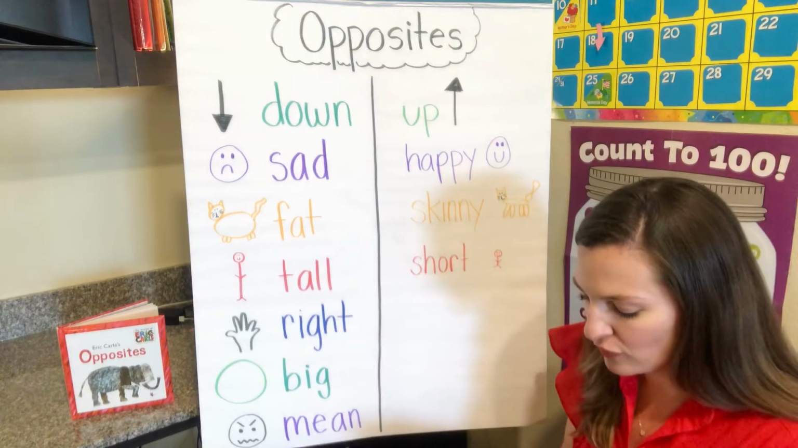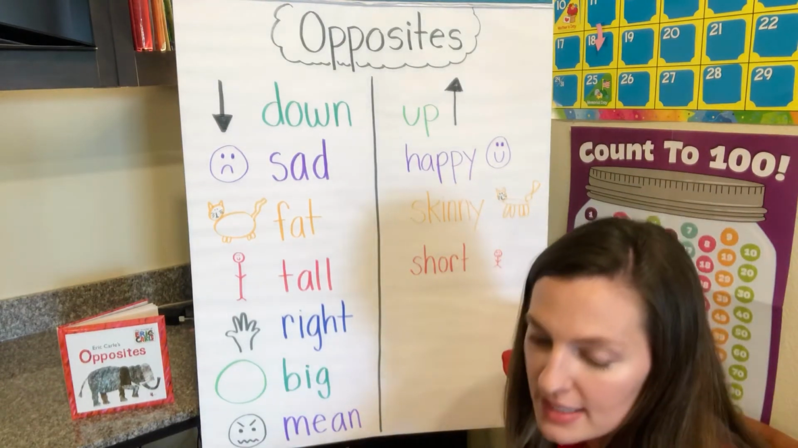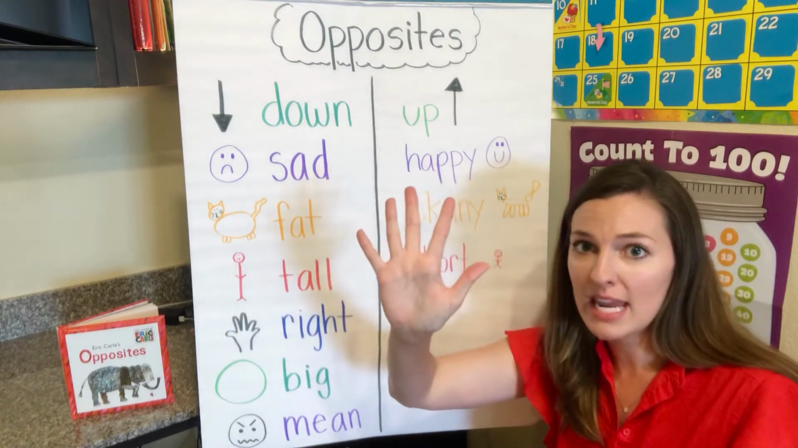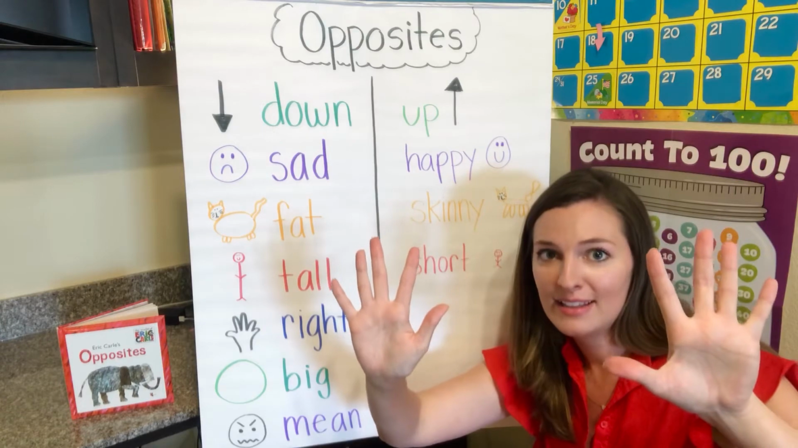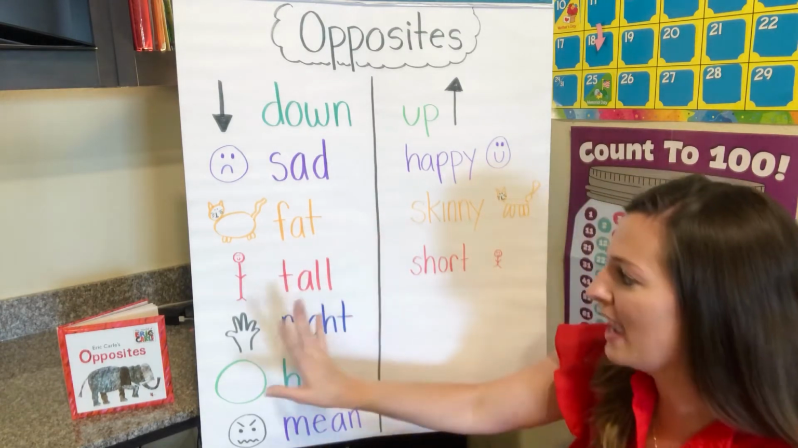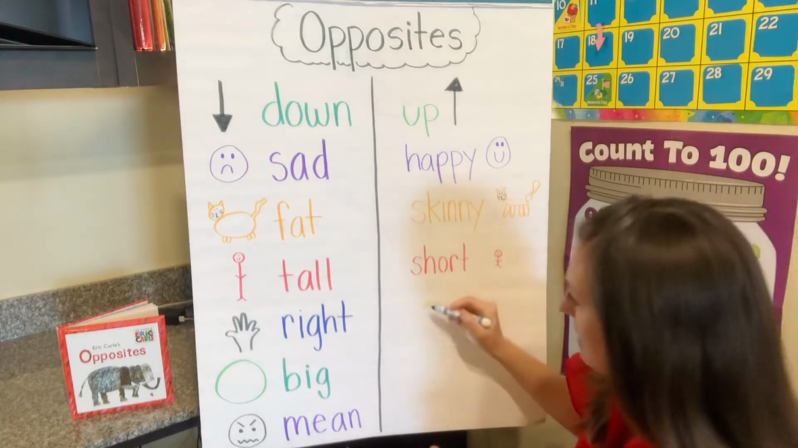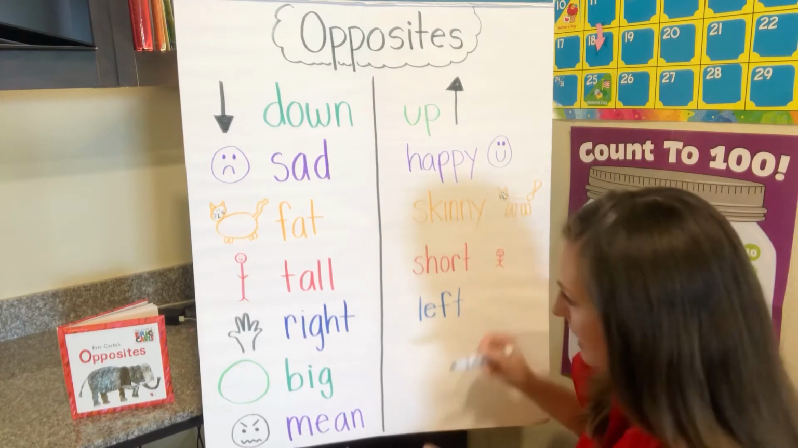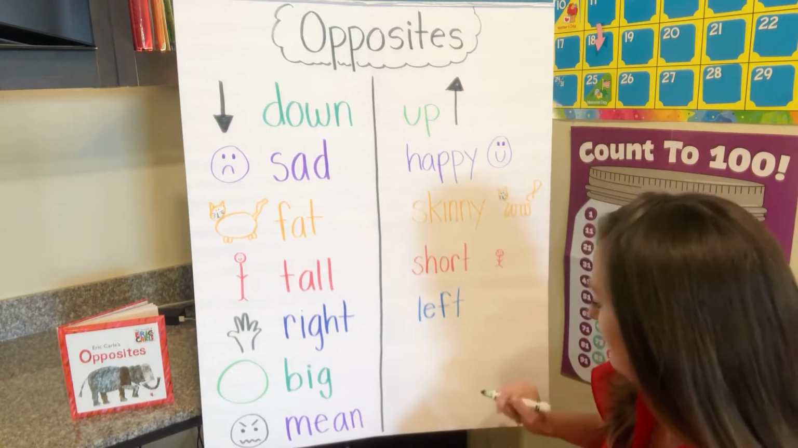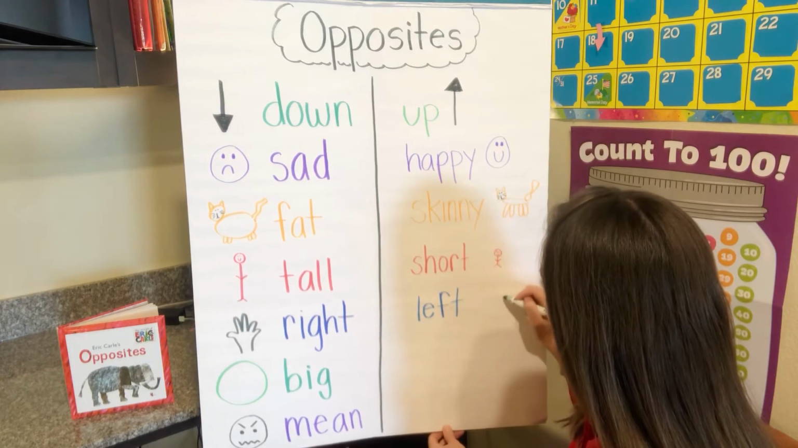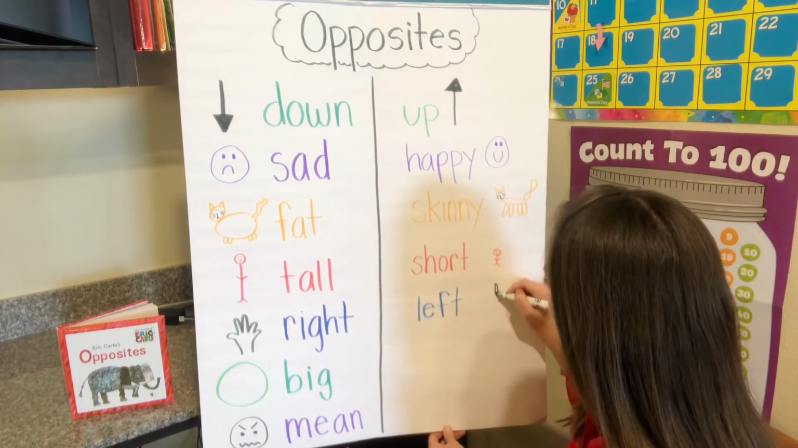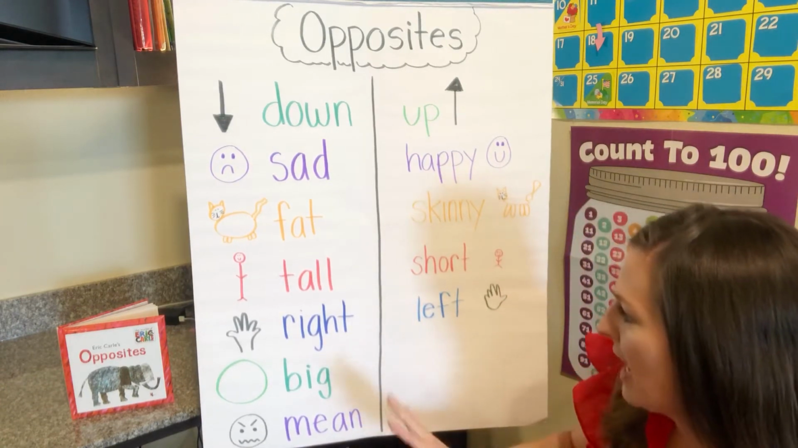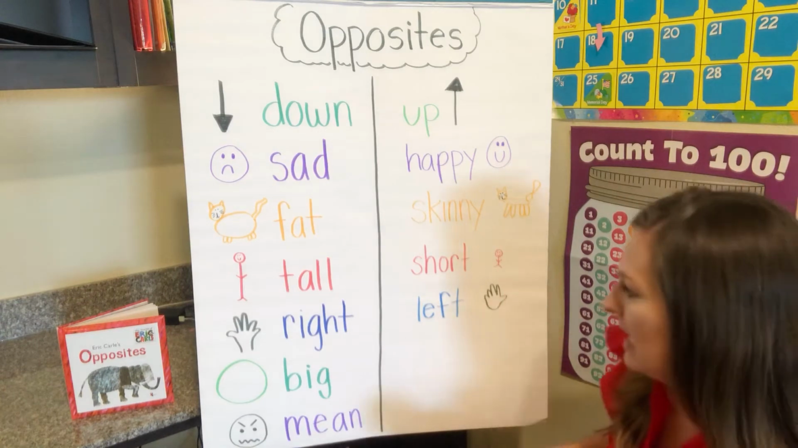What is the opposite of right? Right. So I have my right hand. So I call this my right hand, and this one is my left hand. So right and left. Left is the opposite of right, and right is the opposite of left. Okay, so we have our right hand and our left hand.